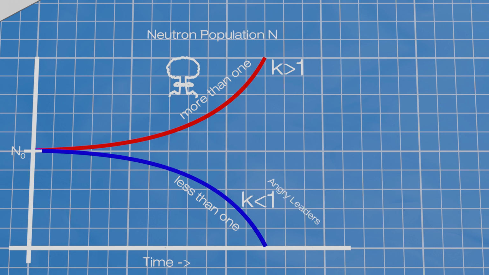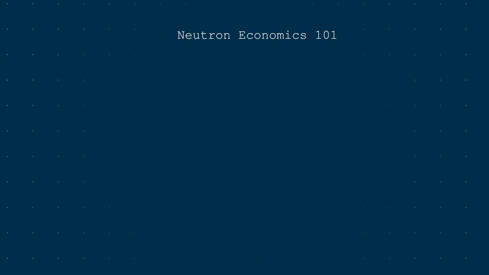This system would be subcritical, as each time new atoms are split, there are less neutrons to go around. Now if you have a system that on average induces exactly one new reaction per fission reaction, then you have a perfectly balanced system. You have achieved criticality. So, let's talk about neutron economics.